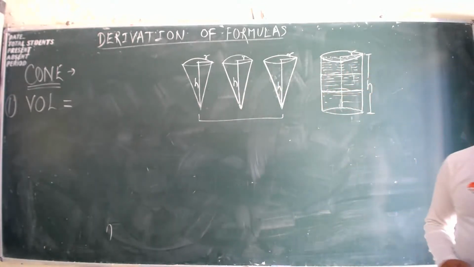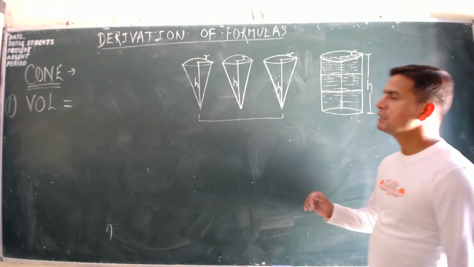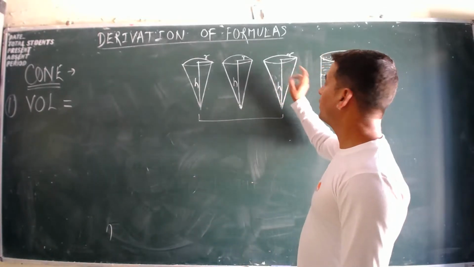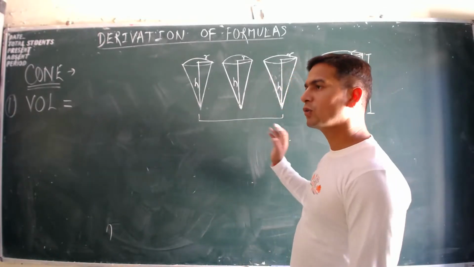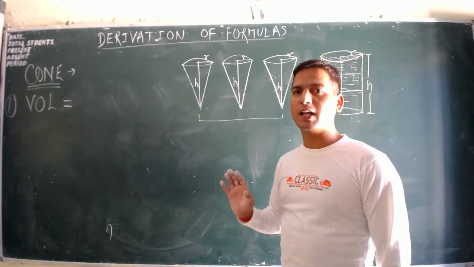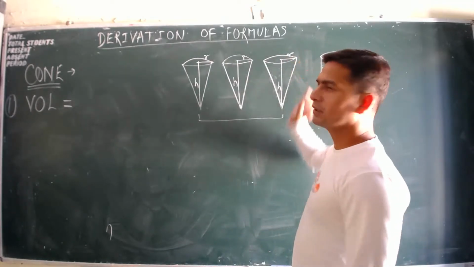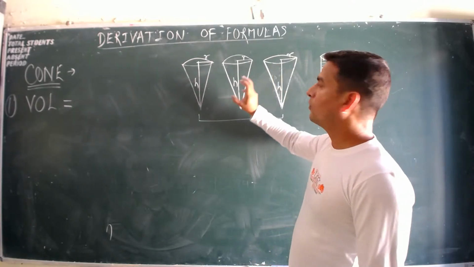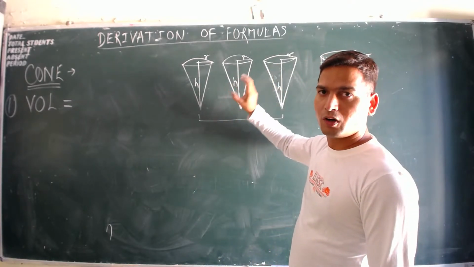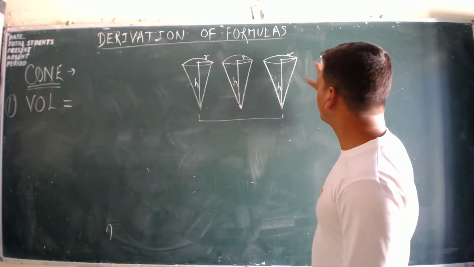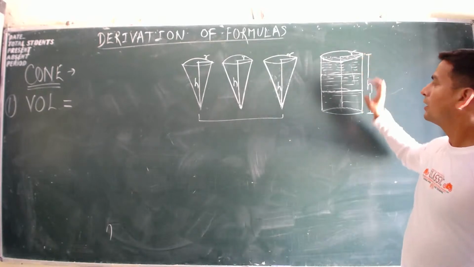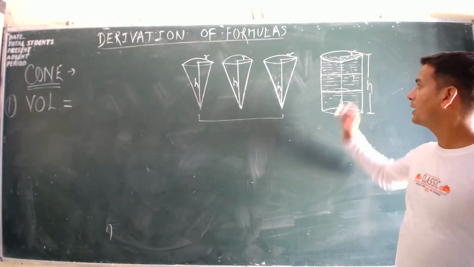This will be done with the activity. Here, how? If we take a cylinder and a cone with equal edges, height same, radius same, then three volumes of cone will completely fill the cylindrical jar.